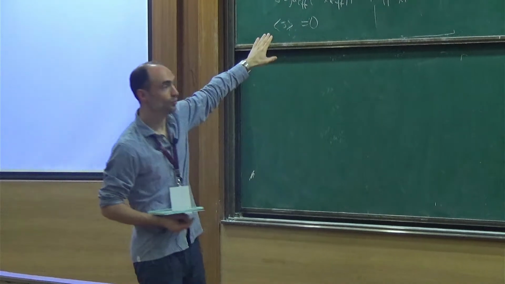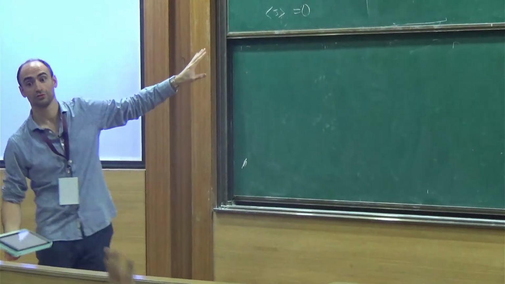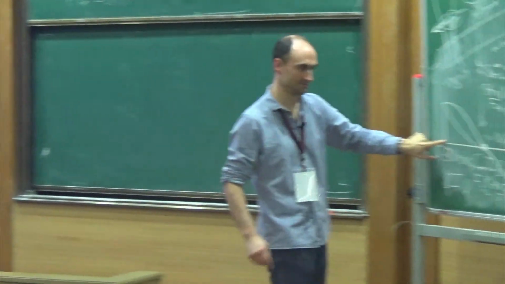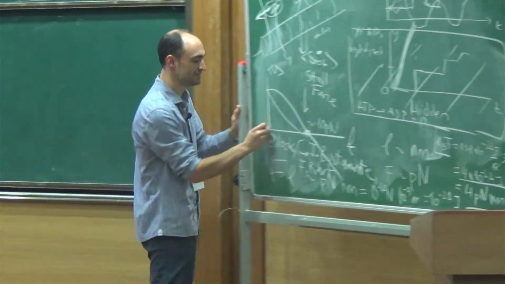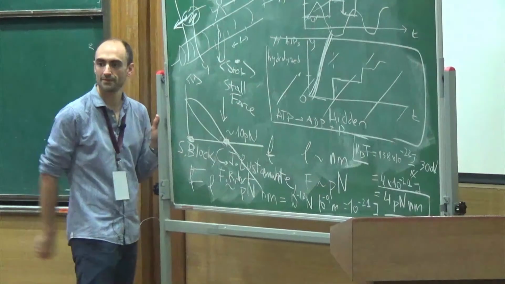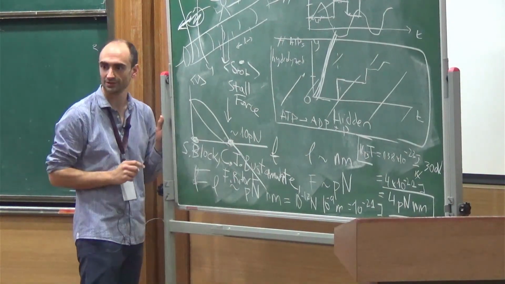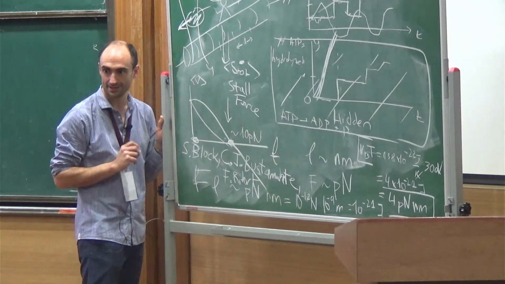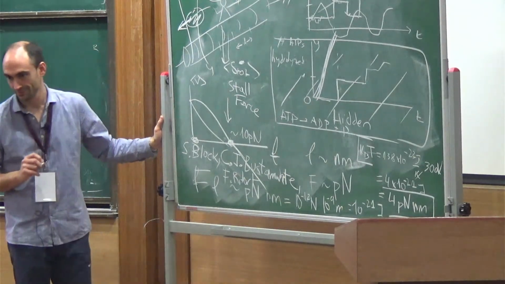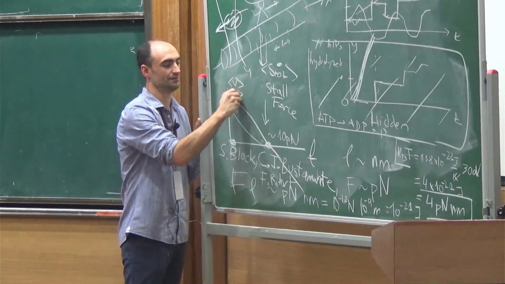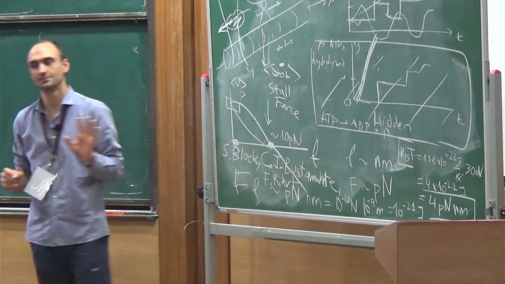Here I'm saying, without exerting any force, at zero force, I have zero velocity. What I'm saying is that molecular motors have positive velocity at zero force. How come we can get this? This is the question.